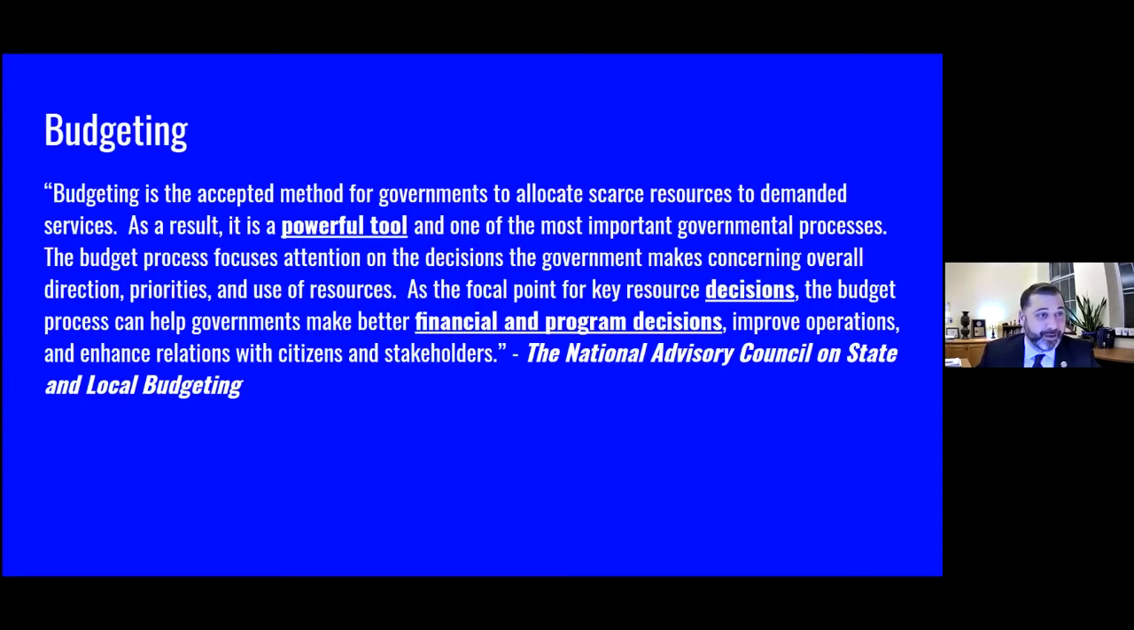This is a slide I've carried around for years, and I think it's acceptable to read. Budgeting is the accepted method for governments to allocate scarce resources to demanded services. As a result, it is a powerful tool and one of the most important governmental processes. The budget process focuses attention on the decisions the government makes concerning overall direction, priorities, and use of resources. As the focal point for key resource decisions, the budget process can help governments make better financial and program decisions, improve operations, and enhance relations with citizens and stakeholders.